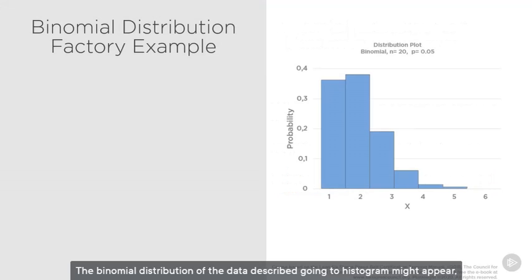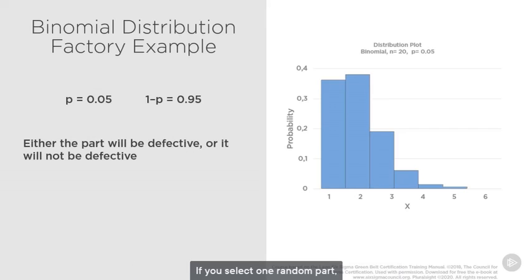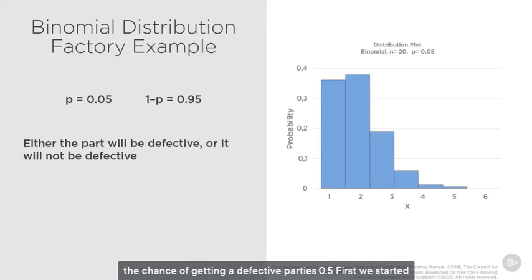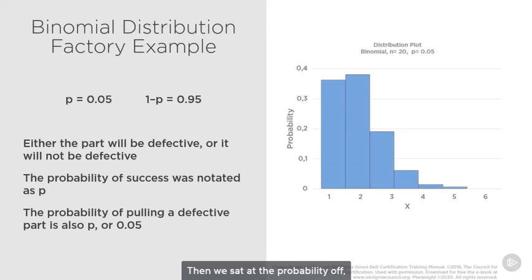The binomial distribution of the data described on a histogram might appear as follows. For this example, P, the outcome that the part will be defective, equals 0.05, and 1 minus P, the outcome that the part will not be defective, is 0.95. If you select one random part, the chance of getting a defective part is 0.05. First, we said that the probability of success was noted as P. Then, we said that the probability of pulling a defective part is P, or 0.05.